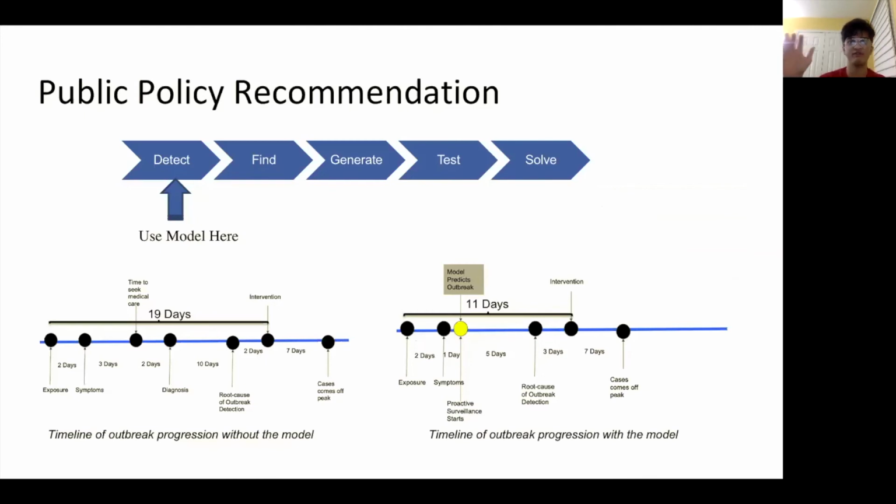Public health agencies go through a 5-step process for any foodborne outbreak. They are detecting a possible outbreak through public health surveillance, finding more cases in the outbreak, generating a hypothesis through interviews with sick people, testing the hypothesis to find a likely source, and if no source is found, you go back to step 3, which is generate. The final step is to solve sources of the outbreak and pinpoint the ultimate contamination. This model is recommended to be used at the first step of the public health surveillance system, that is the detect step.